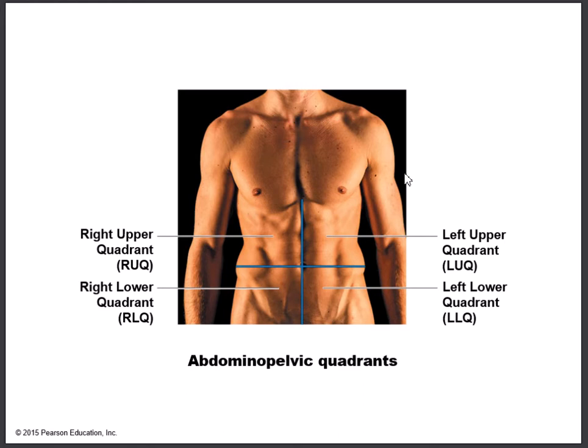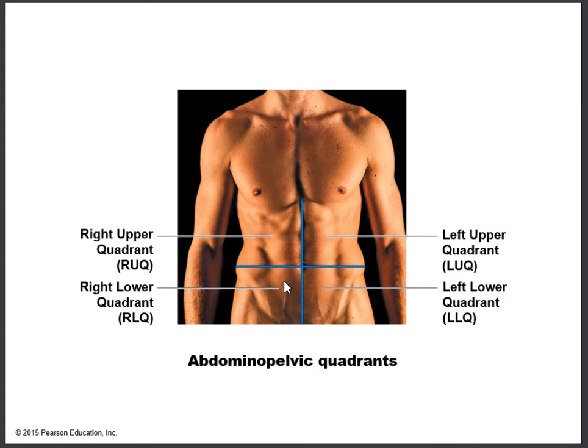So the first box we'll do up here is the left upper quadrant. Things like the stomach would be in here, the spleen. So somebody has a gastritis, right? They may have pain in this region. Then we'll go over this way. To the right, this is the right upper quadrant. This is where the liver is, the gallbladder, and so somebody maybe with a hepatitis may have some right upper quadrant pain. If we drop down, this is the right lower quadrant.